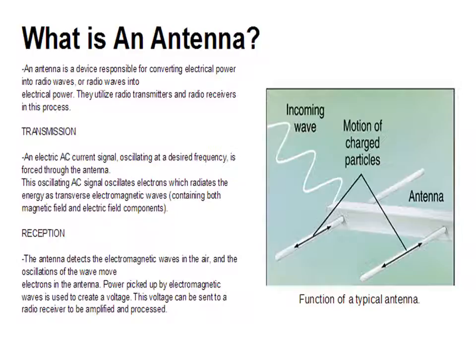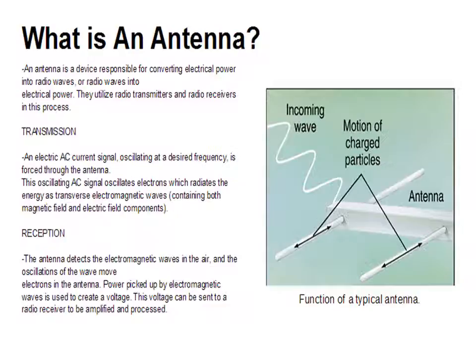What is an antenna? An antenna is a device responsible for converting electrical power into radio waves, or radio waves into electrical power. They utilize radio transmitters and radio receivers in this process. There are two phases of this process, transmission and reception.